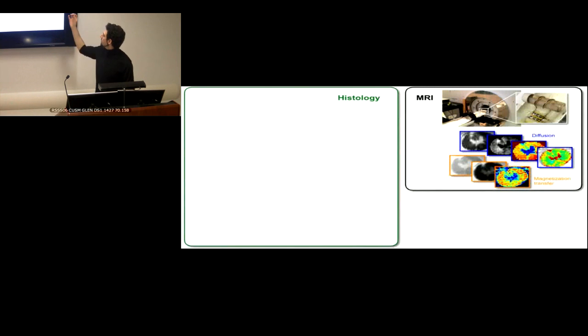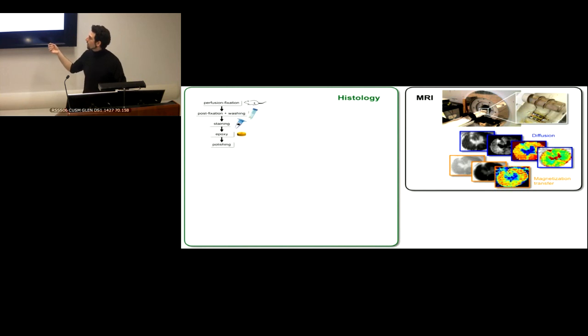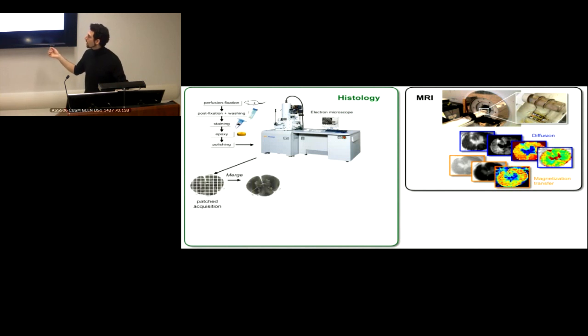So basically, get your sample. In that case, it's a cat spinal cord on which we acquire a collection of QMRI techniques: diffusion, MT, myelin water fraction, and so on. And then the same sample is prepared for histology, stained with osmium because we want to use electron microscopy. It's polished. We scan with the EM system. It's a scanning electron microscope system.